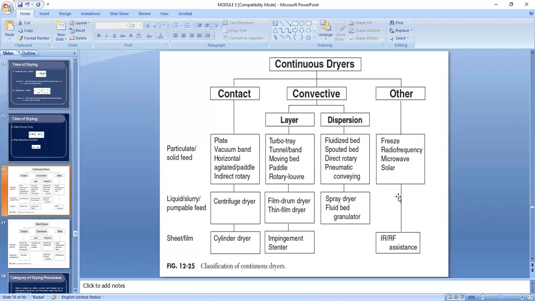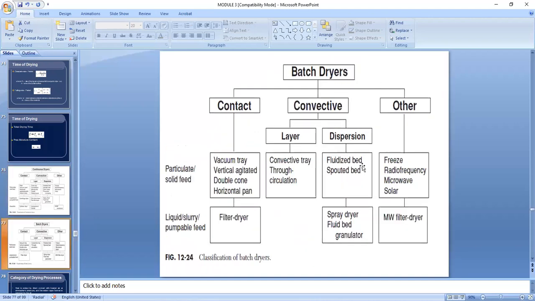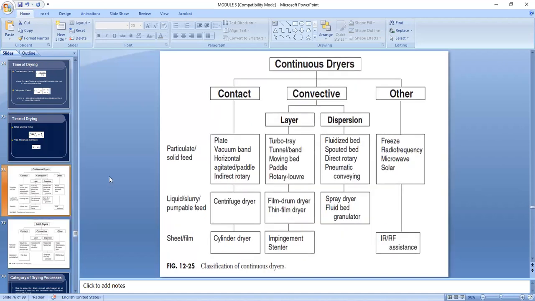It's the same thing with the batch dryers. Now, in terms of these three modes of drying, contact drying, convective drying, or other forms of drying, the feed can also categorize each of these modes of drying. So if it's particulate or solid feed, and it will be contact type of dryer, these will be your choices for the continuous dryers. You can have the plate, the vacuum band, the horizontal, the agitated or the paddle type, and the indirect rotary.